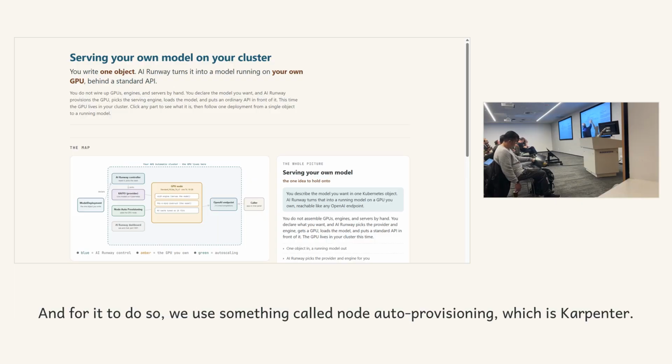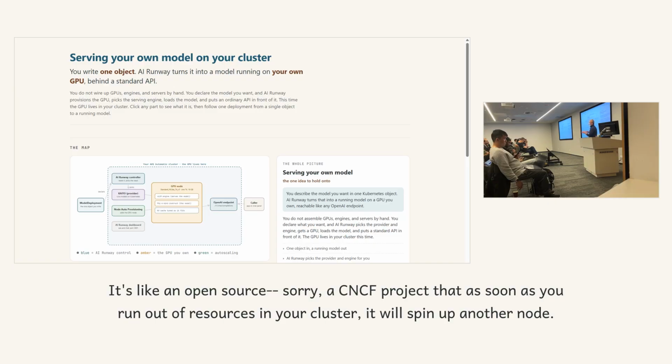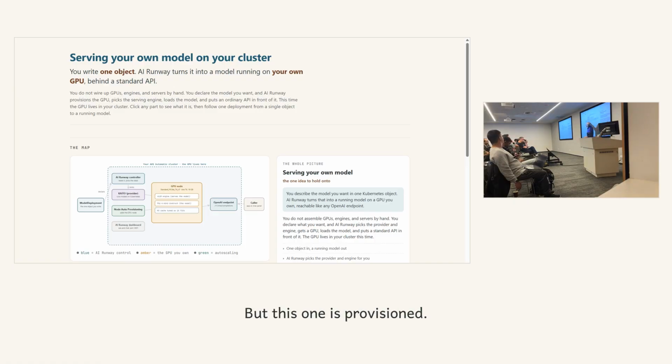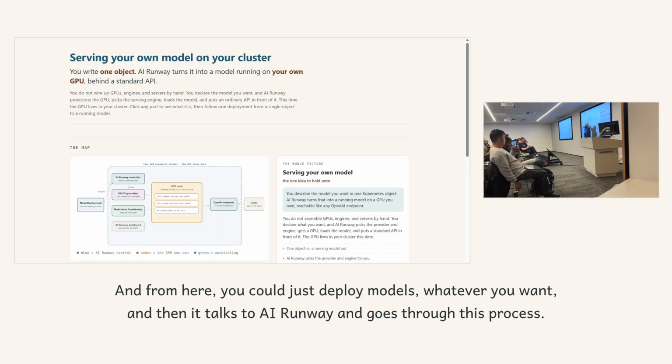And for it to do so, we use something called node auto provision. If you know Karpenter, it's an open source CNCF project that, as soon as you run out of resources in your cluster, will spin up another node. But this one is provisioned: if KAITO says I want a GPU, this will auto provision, and you get the AI Runway dashboard. From here you could just deploy models from whatever you want, and it talks to AI Runway and goes through this process.